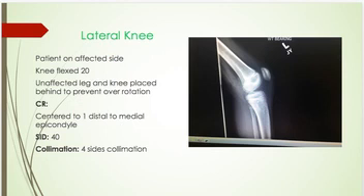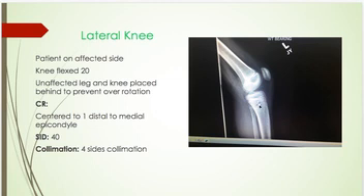For the lateral knee, the patient is on the affected side, knee flexed 20 degrees, with the unaffected leg and knee placed behind to prevent over rotation. CR centered 1 inch distal to the medial epicondyle. SID 40 inches, collimation 4 sides.